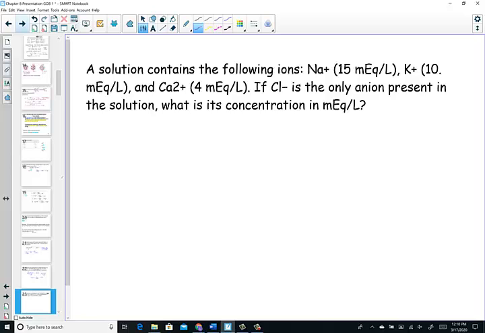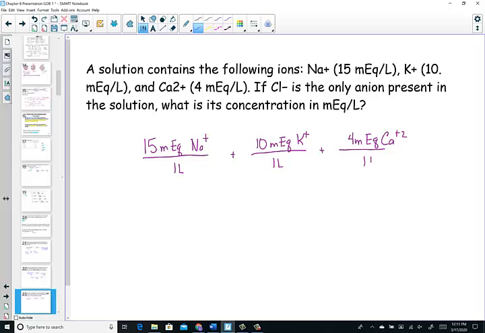All right, well, let's see what we did. We have a solution that contains 15 milliequivalents of the sodium ion in every liter, and this also contains 10 milliequivalents of the potassium ion in every liter, and we have calcium, 4 milliequivalents of a calcium ion in there as well. What is the total number of milliequivalents of the positive charge?